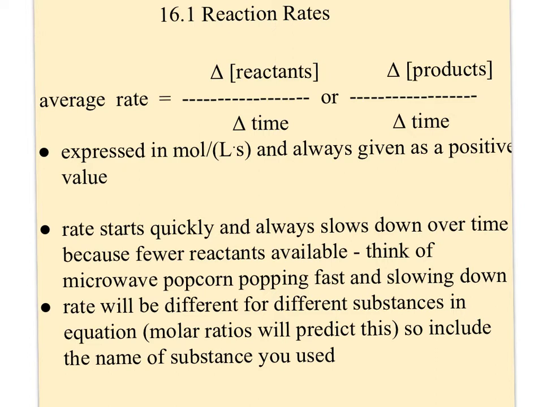Also, the rate will be different for different substances in the equation, so it doesn't matter which reactant or product you calculate the rate for. You just have to let people know which substance you calculate it based on, because the molar ratios would allow us to predict what the rate would be for the other substances in that reaction. And we'll see this in an example here.